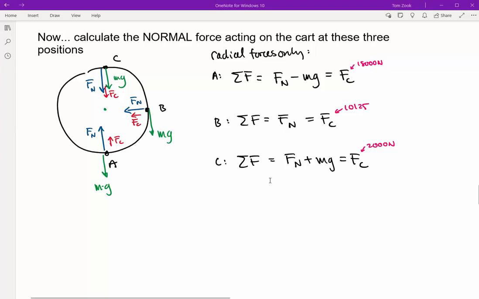Why don't you give that a shot? We'll see what comes up with the problem here for part C. I'm going to go ahead and pause it, do the work.